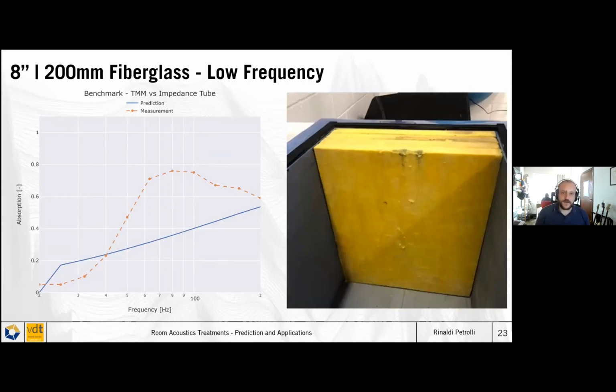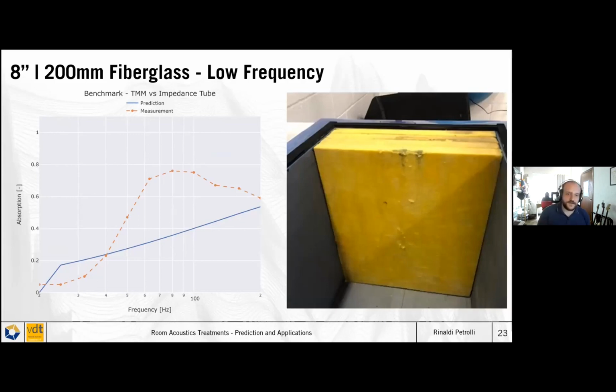What I expect to happen though, is as we keep increasing this thickness, the low frequency absorption will not improve the same way as it was. So I don't expect that by having 400 millimeters of fiberglass, we will have absorption at 20 hertz. But nevertheless, this is a very, very interesting effect to observe.